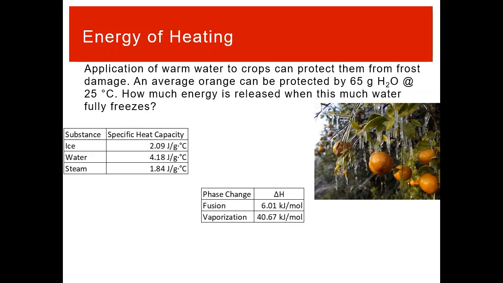Let's look at an example. Application of warm water to crops can protect them from frost damage. An average orange can be protected by 65 grams of water at 25 degrees Celsius. How much energy is released when this much water fully freezes?